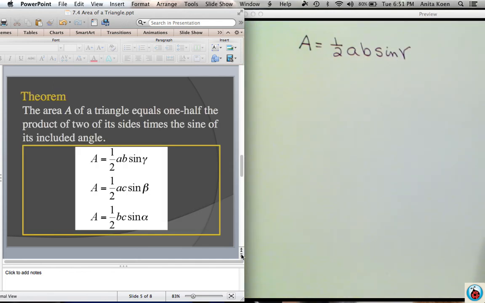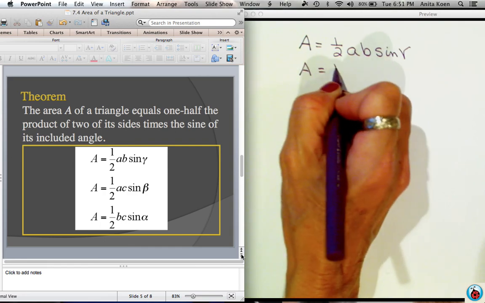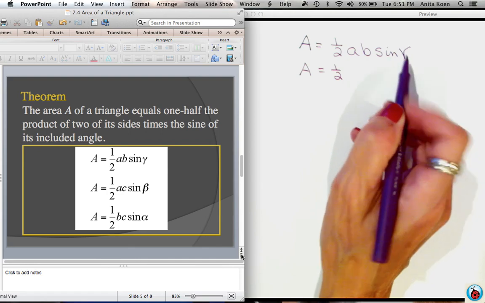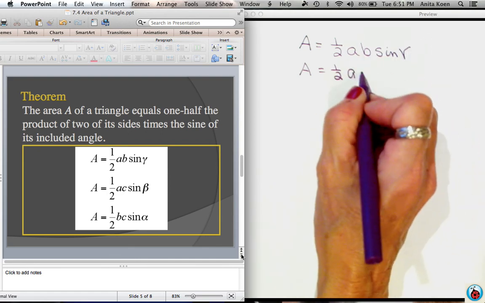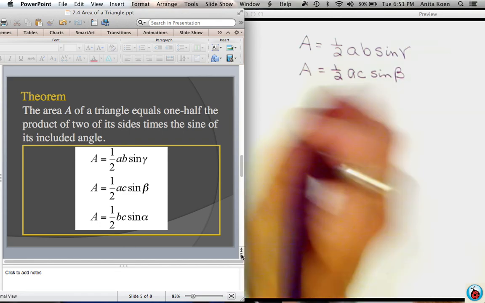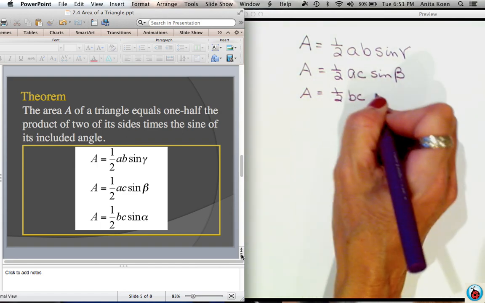Now, just like with the law of cosines, there are three different formulas for the area of a triangle. The area of a triangle equals 1/2 the product of two of its sides times the sine of its included angle. So, if we have sides a and b, we know we're going to multiply by the sine of gamma. If we have sides a and c, we know we're going to be multiplying by the sine of beta because that's the included angle. And if we have A equals 1/2 b times c, we're going to be multiplying by the sine of alpha.